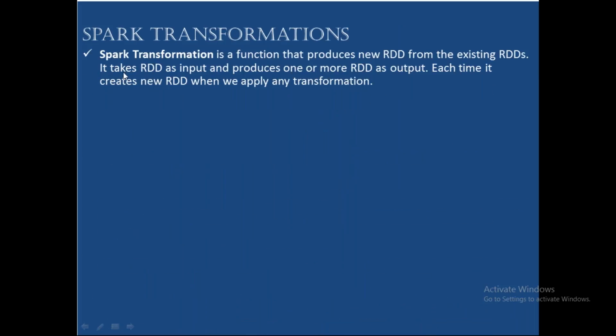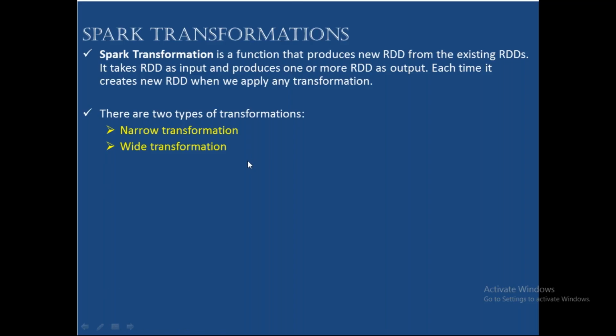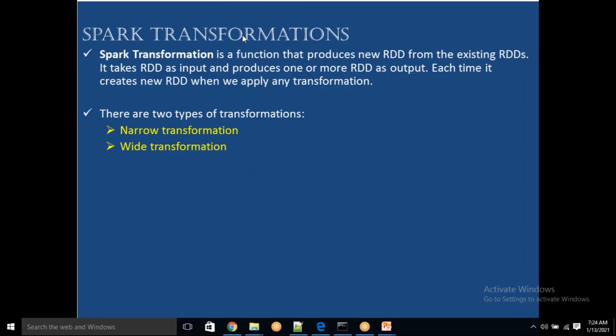Spark transformation, try to understand. A Spark transformation is a function that produces a new RDD from an existing RDD. It takes an RDD as input and produces one or more RDDs as output. Each time we apply any transformation, it creates a new RDD. This is what we discussed, right? Whenever we apply a transformation, it gives a new object. That object may be an RDD or a data frame. There are two types of transformation: narrow transformation and wide transformation. We'll quickly discuss what narrow and wide transformations are.